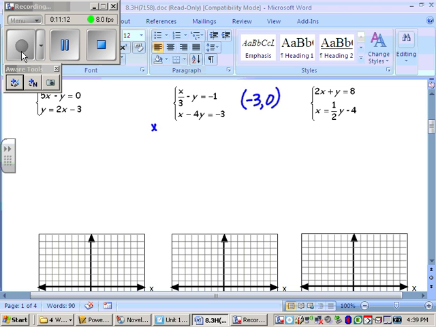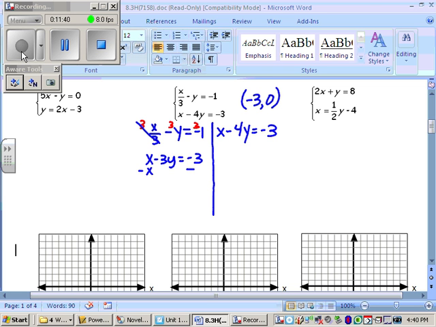But first, we must solve them both for y so that we can identify their slope and y-intercept in order to graph them. So let's write both equations down and then solve them for y. For the first equation, again, you may want to start by clearing the fraction and multiplying all terms by 3. This would give you x minus 3y equals negative 3. You would then isolate the y by moving the x over, leaving us with negative 3y equals negative x minus 3, and then divide all terms by negative 3.